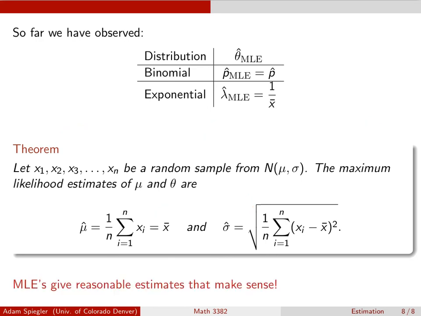So to summarize here, the maximum likelihood estimates give reasonable estimates that make sense. And that's always a great quality to have. In the next section, 6.2, we'll take a look at another method that we can use, called the method of moments, to come up with estimates. And once we have these two methods developed, then we can talk about some general properties of estimators that we hope our estimates satisfy. But that will be it for this worksheet.